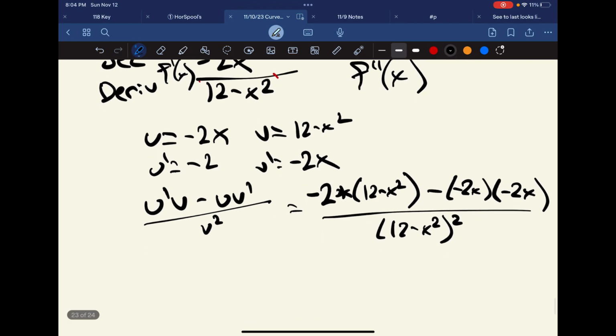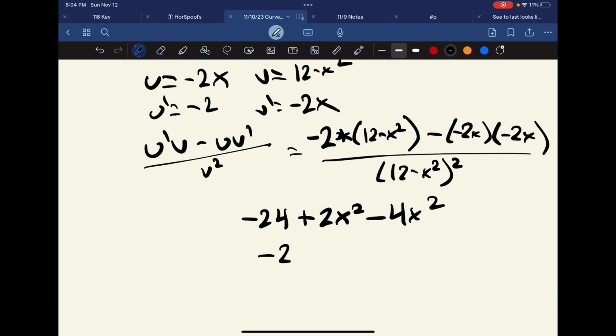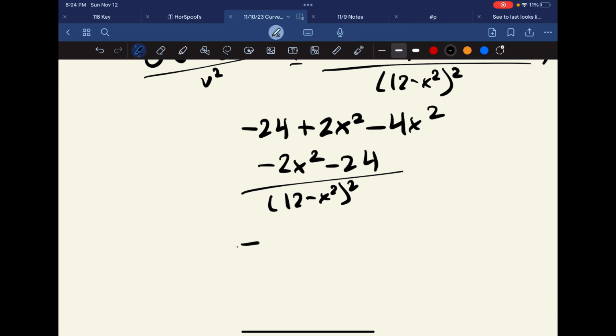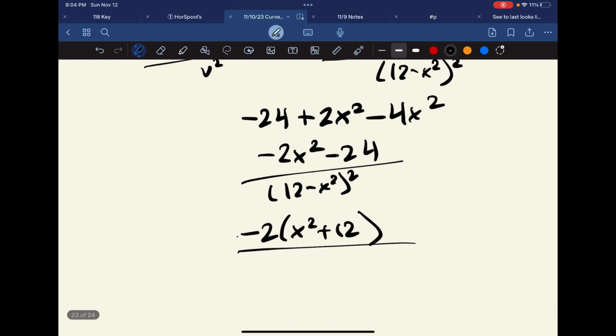So that is going to be negative 24 plus 2x squared, and then that's going to be minus 4x squared. So that is going to be negative 2x squared minus 24, all divided by 12 minus x squared squared. Okay, and then I'm just going to rewrite that as negative 2x squared plus 12, over 12 minus x squared squared.